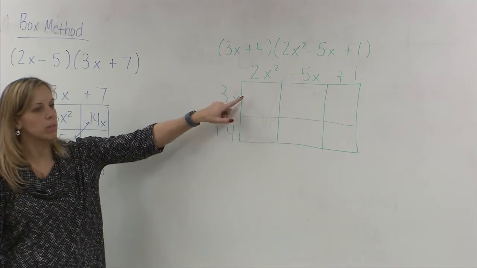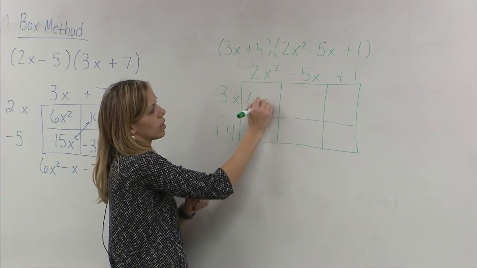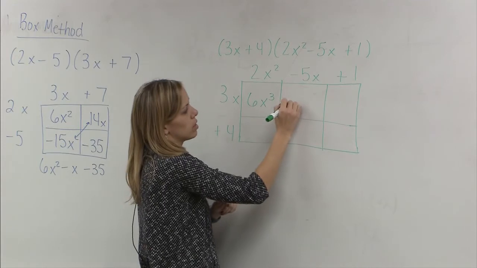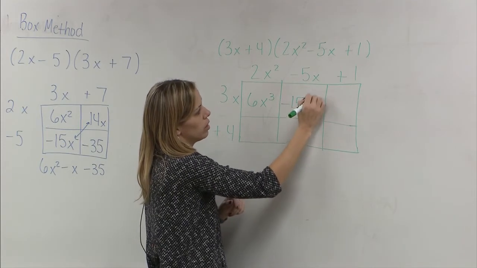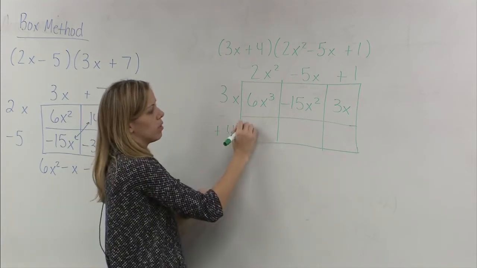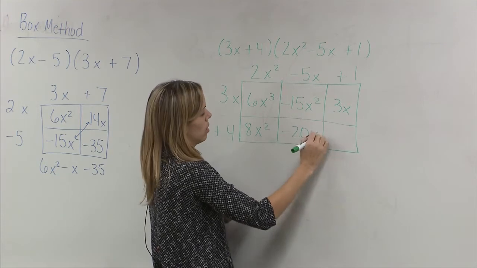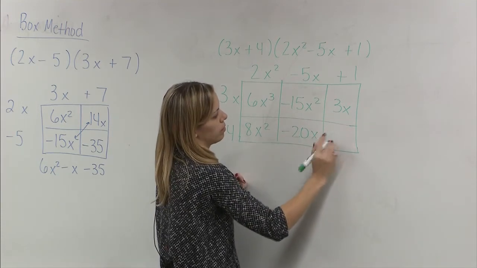And then go through and multiply each intersection together. So this would give us 6x cubed. This would give us negative 15x squared, and this would give us 3x. This would give us 8x squared, minus 20x, and then 4.